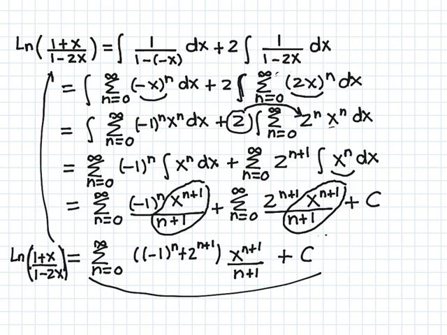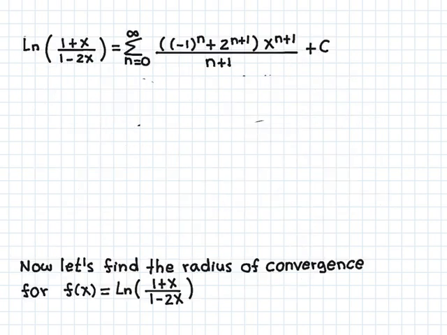All right, let's find the constant c. So we have log of (1+x) divided by (1-2x) is equal to summation n equals 0 to infinity, ((-1)^n plus 2^(n+1)) divided by n+1 times x^(n+1), plus c. How do we solve for the constant c? The easiest way to do that is to plug in x equals 0 into both sides of the equation. Plug x equals 0 into both sides.